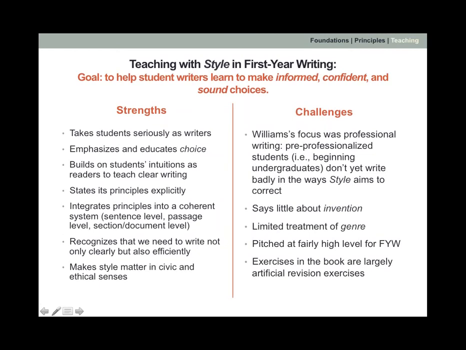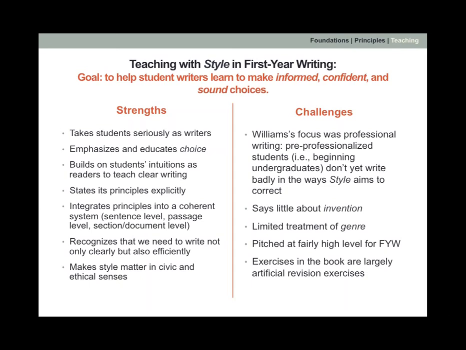The book has little to say about invention. Again, coming from Williams's perspective as a focus on professional writing, his tendency is to hold meaning constant and adjust sentences to convey that meaning more clearly. That is not, however, what we often do in first-year writing classes. In first-year writing classes, we need to emphasize that drafting and revision are matters not just of editing and communicating our meaning, but of actually thinking and figuring out our meaning. And so that's an important translation that we have to make.